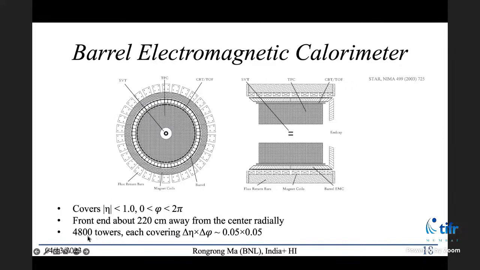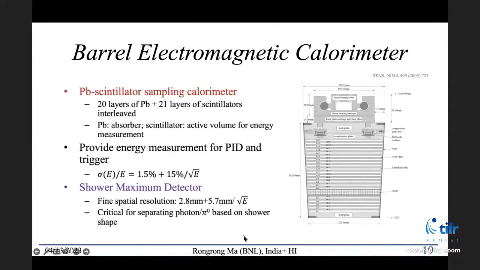It has about 4,800 towers. Each tower covers about 0.05 by 0.05 in eta and phi. In terms of technology, it uses the classic lead scintillator sampling calorimeter. The idea is you have 20 layers of lead, which are the dark color strips shown here, and 21 layers of scintillator, which are the light color strips here.